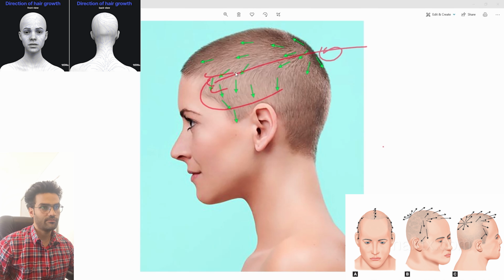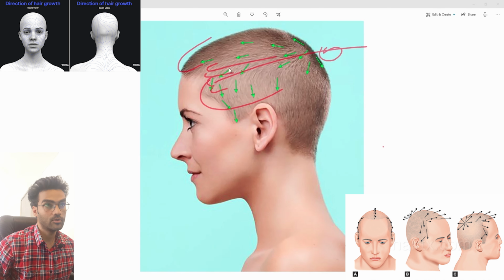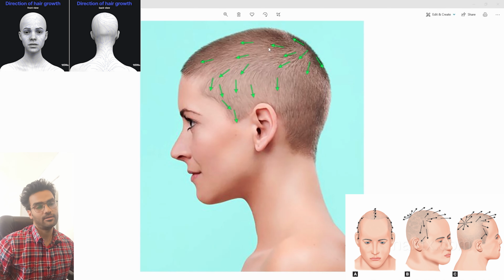This direction of hair is very important, because when you place your cards, you have to maintain these kinds of curves, this kind of direction over here. It is the most important aspect of creating any hair.